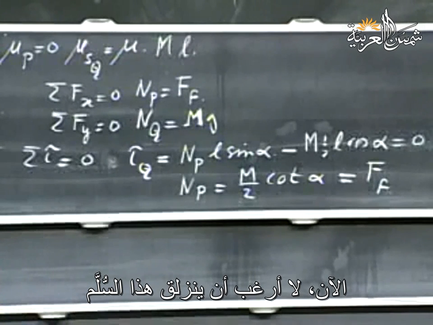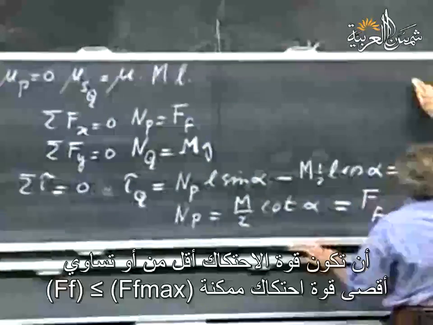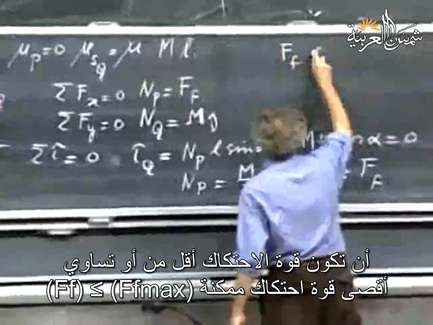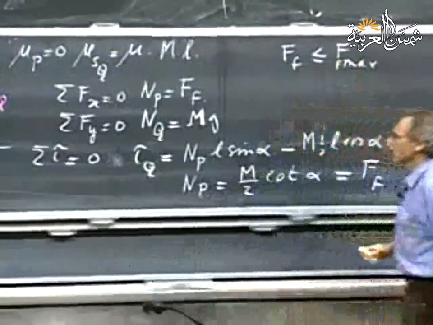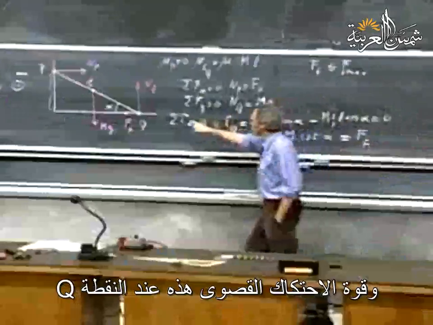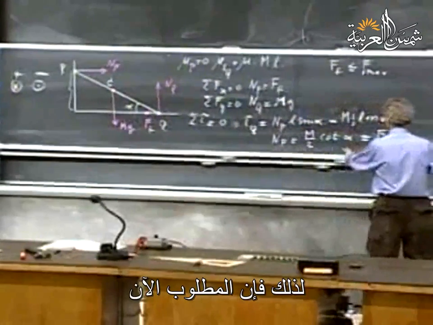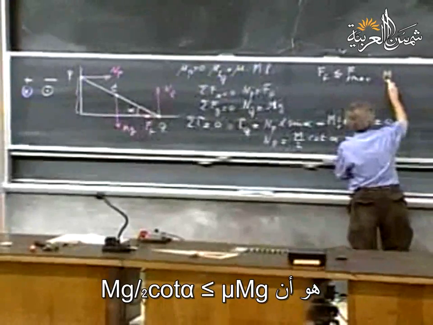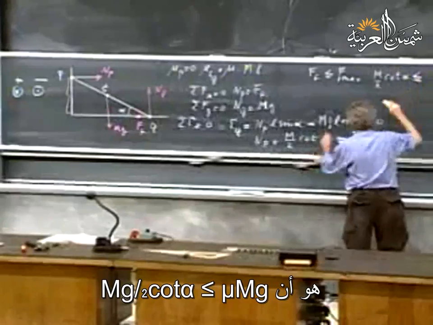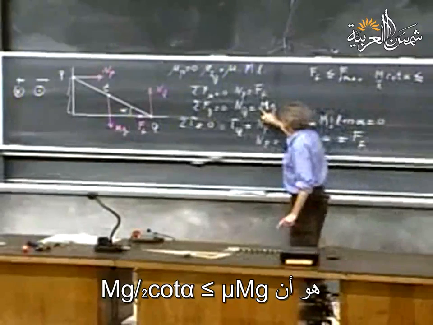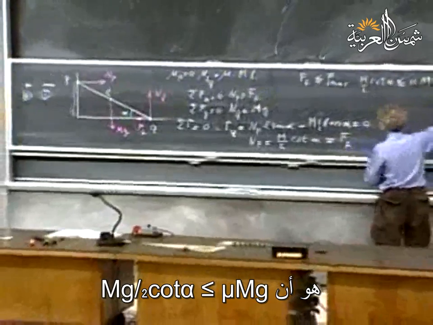So I know what the frictional force is, given by this result. Now, I don't want this ladder to slide. So now I have a requirement that the frictional force must be less than or equal to the maximum frictional force possible. And the maximum frictional force at this point Q is mu times the normal force. So my requirement now is that N over 2 times the cotangent of alpha must be less than or equal to mu times mg.